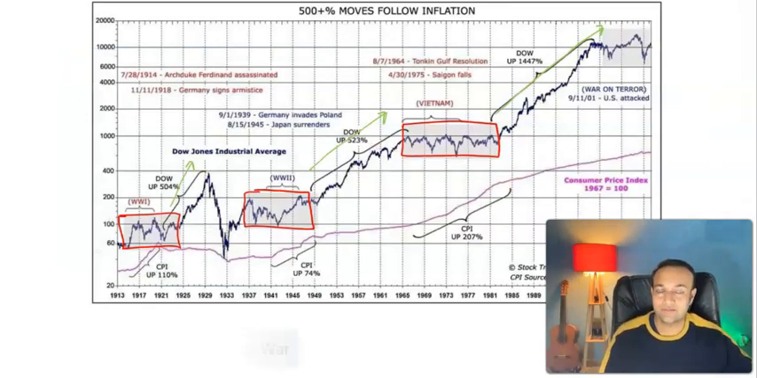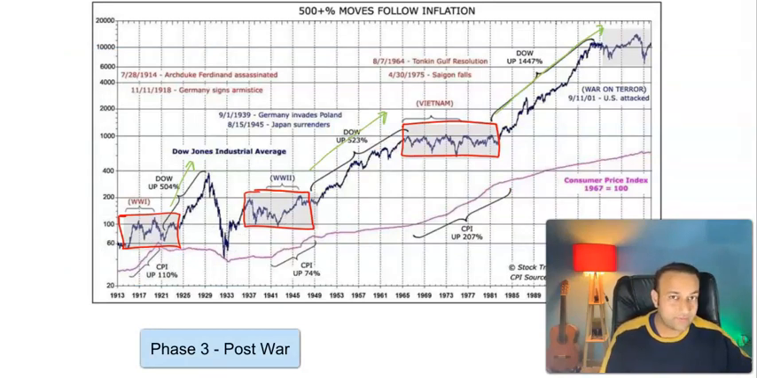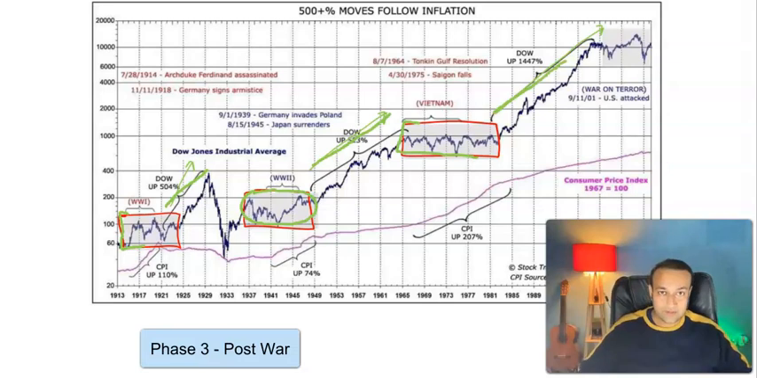Let us now look at the third and the final phase of the war, the post-war phase, when the peace and harmony returns. Now, what you see on your screen is the data for US markets, and what we can see is that after the major wars, there has been a major rally in the markets. So, for example, this is World War I, and you will realize that after World War I, the markets rallied by 504%. Similarly, after World War II, the markets rallied by 523%, and after the Vietnam War, the markets rallied by 1400%.